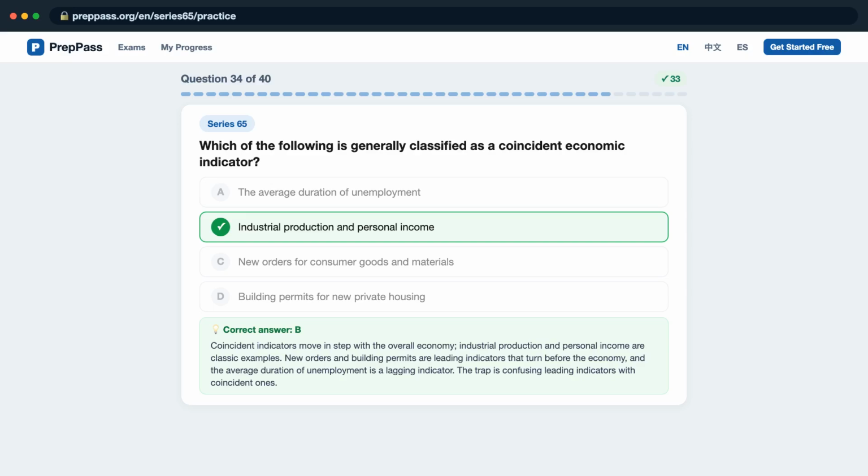The correct answer is B, coincident indicators move in step with the overall economy. Industrial production and personal income are classic examples. New orders and building permits are leading indicators that turn before the economy, and the average duration of unemployment is a lagging indicator. The trap is confusing leading indicators with coincident ones.